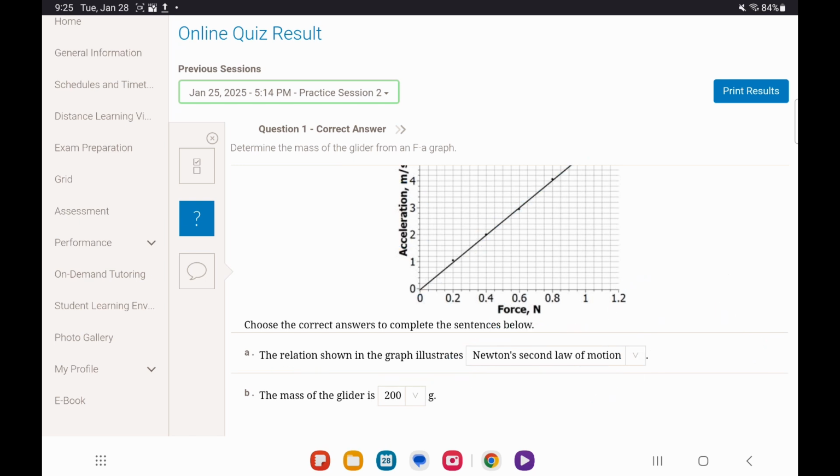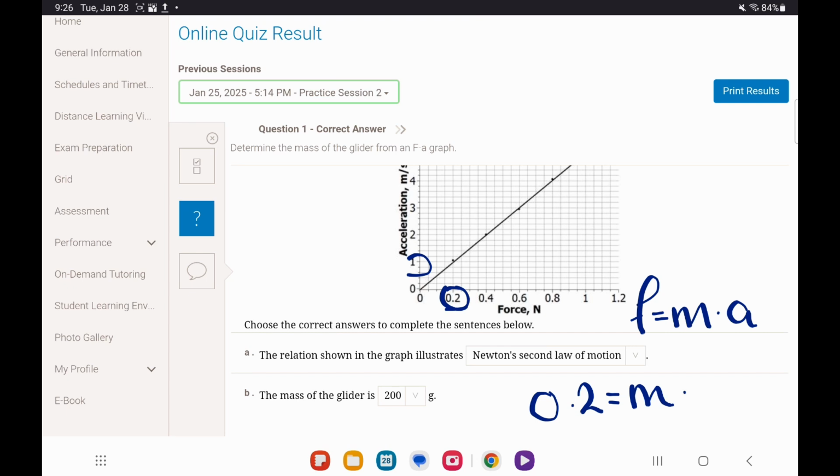Okay, now we want to find the mass. We know that F equals ma. We have a here, and this is F. So we either flip this around to find m, or we use the same thing and just flip it around when we get the numbers. I would like to use the same thing because it's easier for me. So let's go here, 0.2 and 1. The force is 0.2, so 0.2 equals m times a, which is 1.